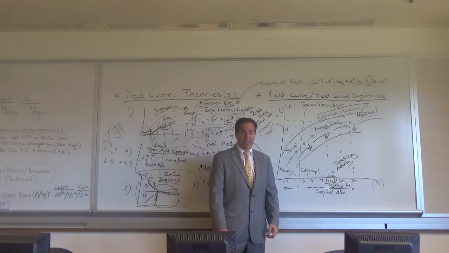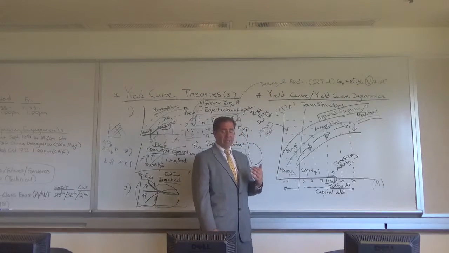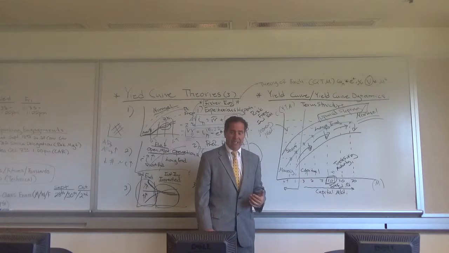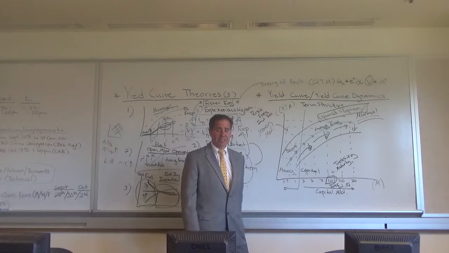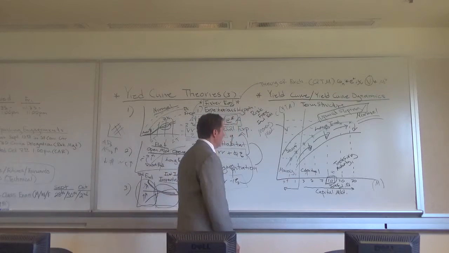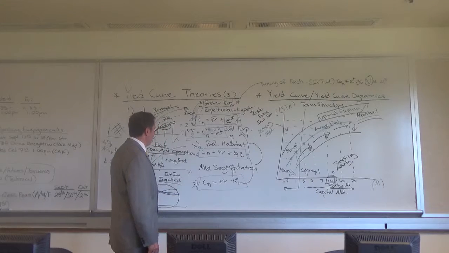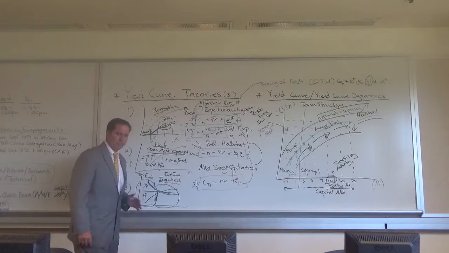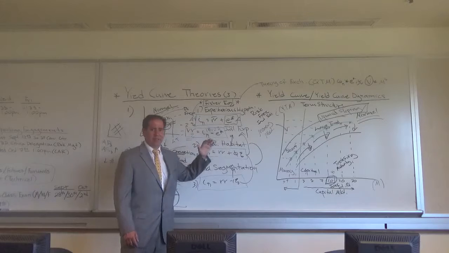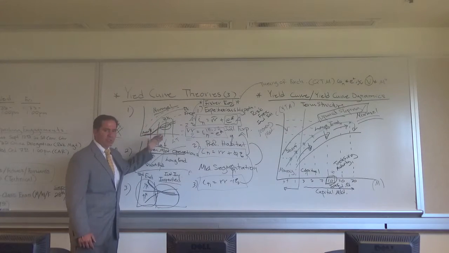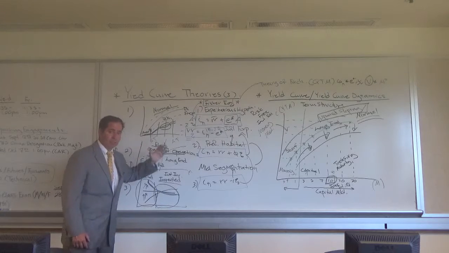If aggregate supply is pulled back, then prices go up, interest rates go down. If there's more supply than demand, then prices go down and interest rates go up. And that's basically the review. Then what we have is three types of curves and three theories. The first is the normal or upward sloping curve.